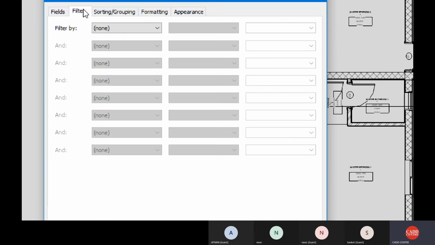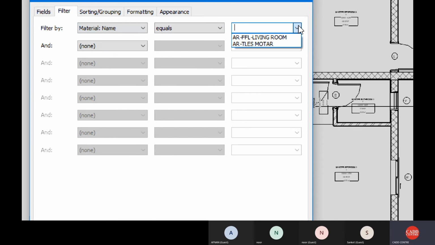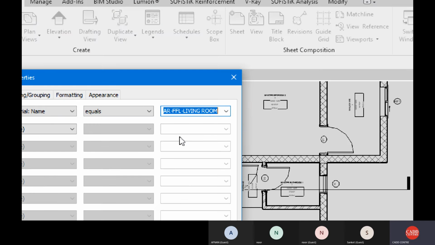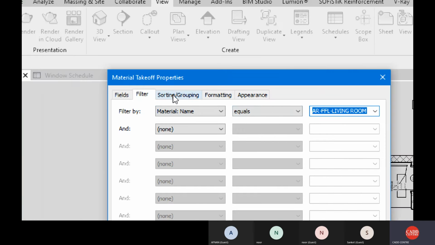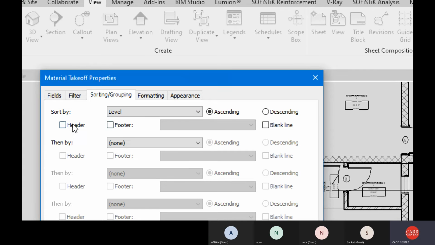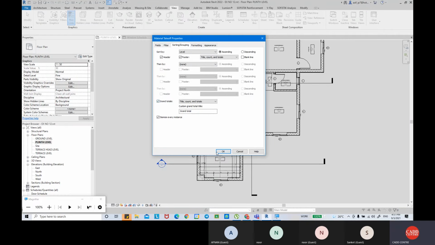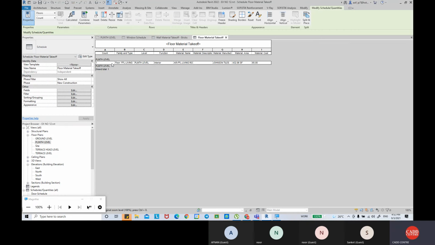Then I can come into filters and I'll say by material name, which is equal to finish floor of living room. Okay, so I want only of the tile counts basically. So that's why I took for FFL living rooms only. And then I can sort this out by the levels wise. And I'll say give me a grand total of that. Currently I've only done one flooring, so it's only showing one flooring.